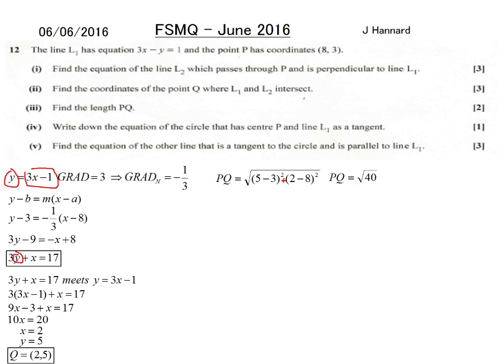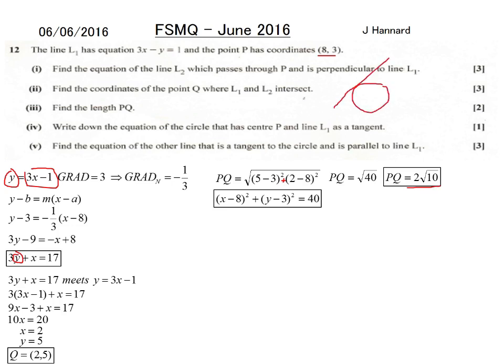And PQ is root 40. Therefore, PQ is 2 root 10. Part 4: write down the equation of the circle that has centre P and the line L1 as a tangent. Well, I just wrote it down like that because the centre is that, and this PQ would be the radius, because if you think about the circle, that is PQ, that's P, and that is Q there. So that must be the radius. Therefore, that is the circle equation.